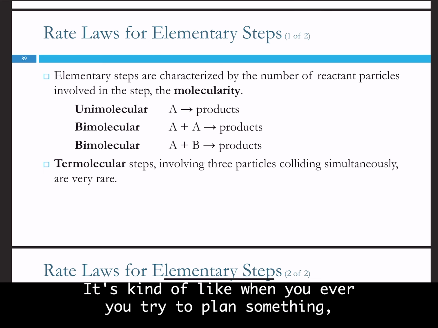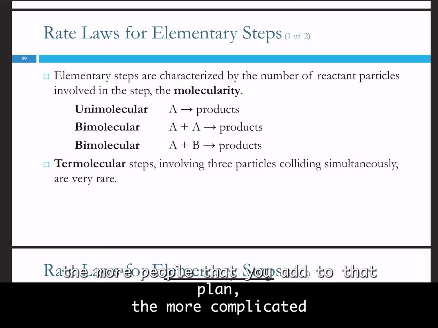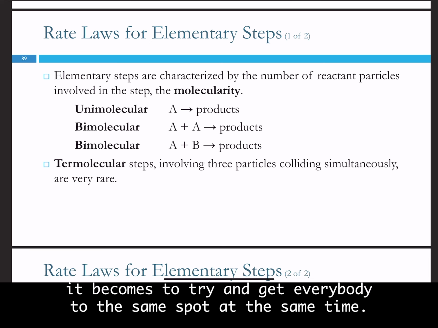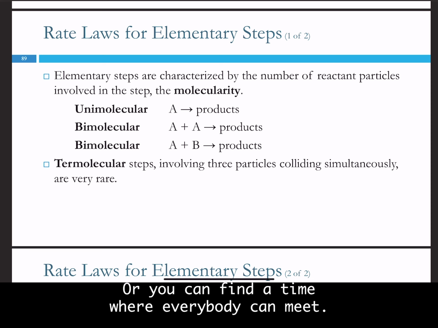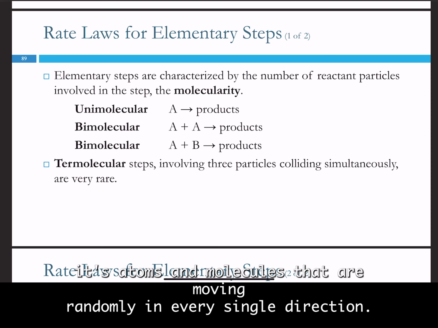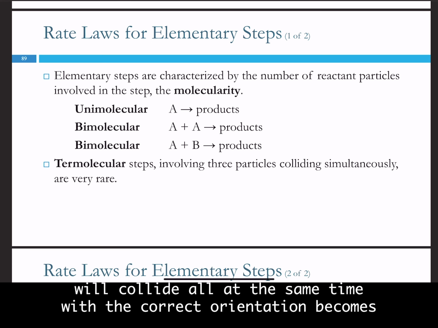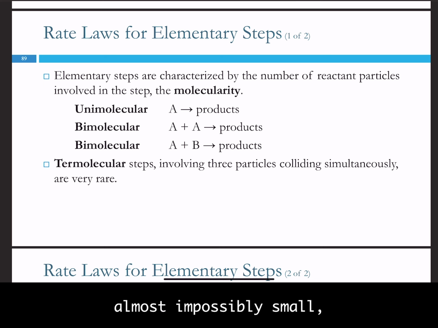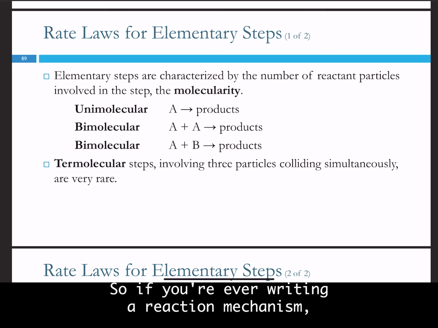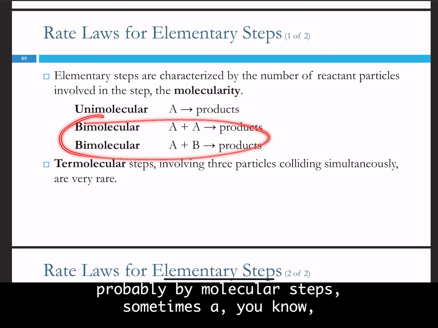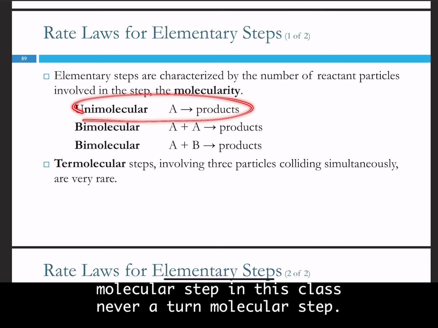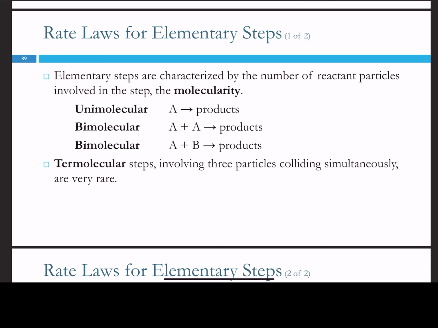It's kind of like whenever you try to plan something, the more people that you add to that plan, the more complicated it becomes to try and get everybody to the same spot at the same time, or even find a time where everybody can meet. Imagine that, but now it's atoms and molecules that are moving randomly in every single direction. The frequency with which those three things will collide all at the same time with the correct orientation becomes almost impossibly small. Not impossible, but almost. So if you're ever writing a reaction mechanism, probably bimolecular steps, sometimes a unimolecular step. In this class, never a termolecular step, because they're so rare.